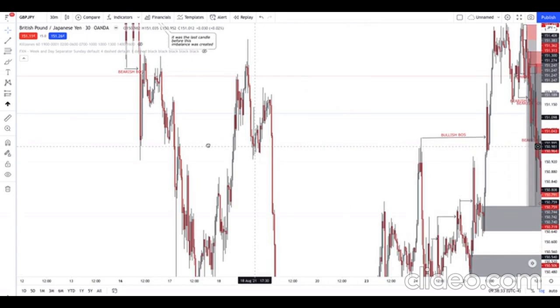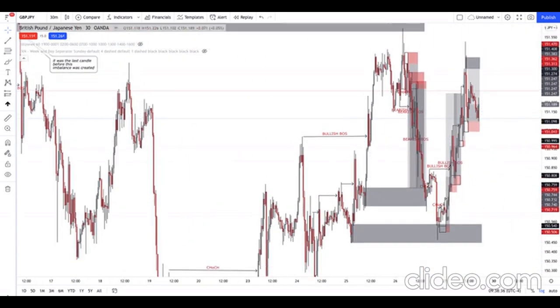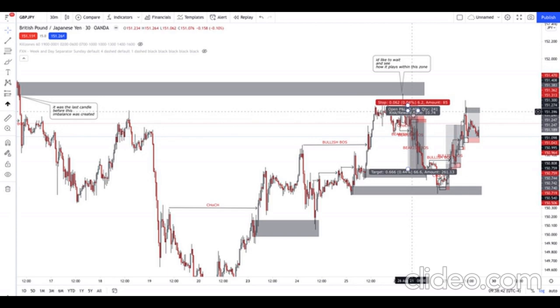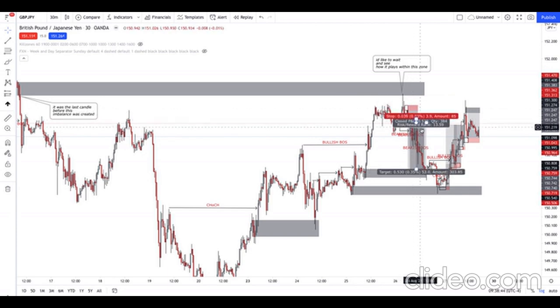So if we pull price back here, we had that first area of demand. So you could have gotten these three positions. This one was a 1 to 10, this one was a 1 to 13, no, this one was a 1 to 9, and this one was a 1 to 13. So you're going to capitalize very nicely off this one move right here, taking profit at this demand.